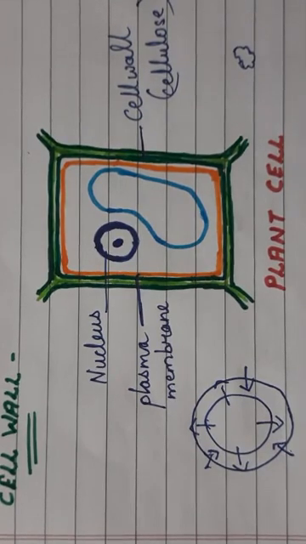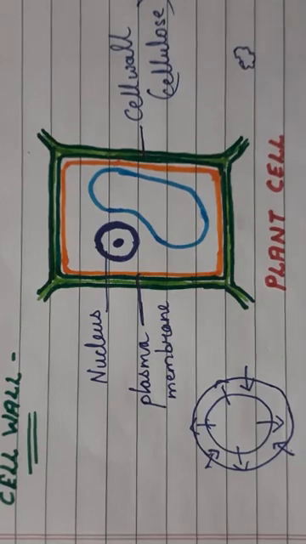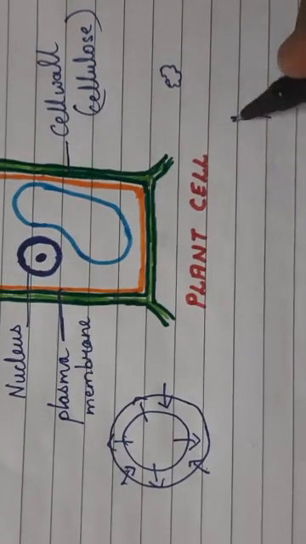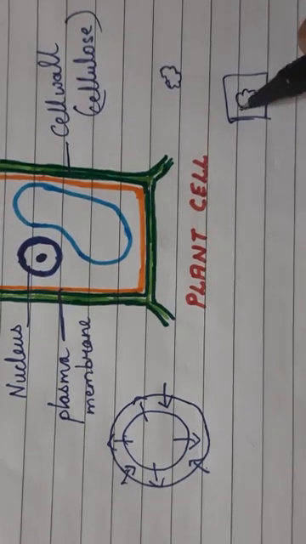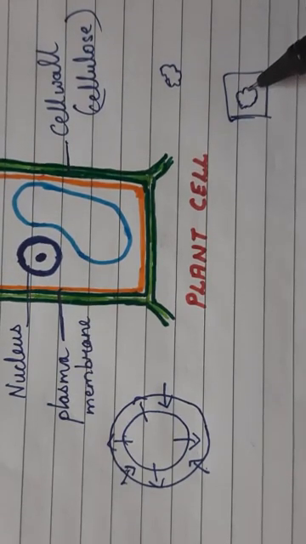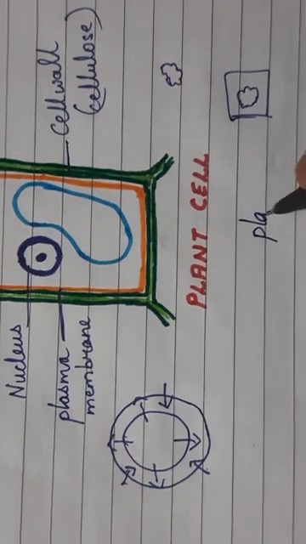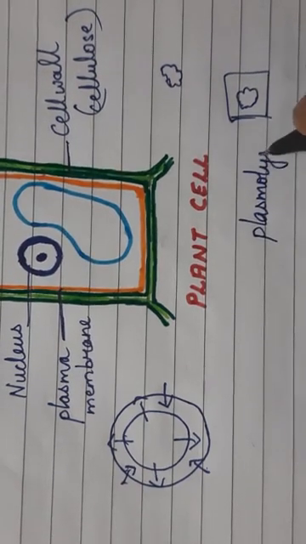So when there is shrinkage or contraction of the content of the cell away from the cell wall, that means, see, there is a cell wall here. If the cell is contracting, see, it has shrunk. It is shrinking. So if the contraction of the contents of the cell is away from the cell wall, this kind of procedure is known as plasmolysis. This is called plasmolysis.